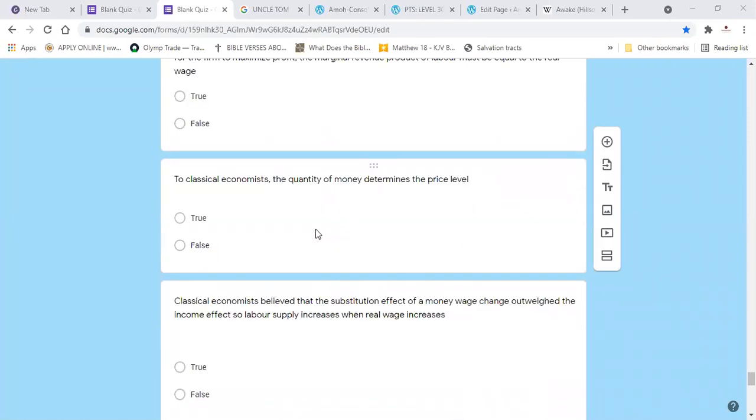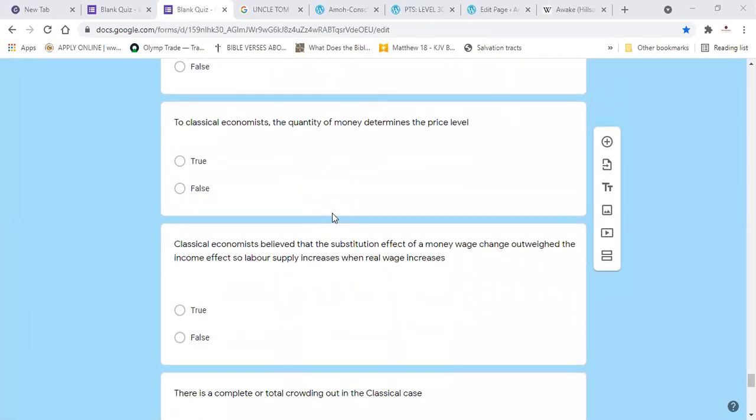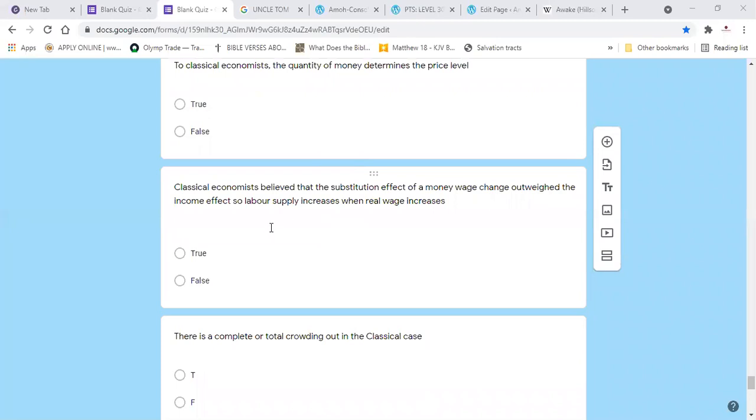Next. To classical economists, the quantity of money determines the price level. True or false? Yes, that is true. So when you keep on increasing money supply, you keep on causing inflation. Very good.